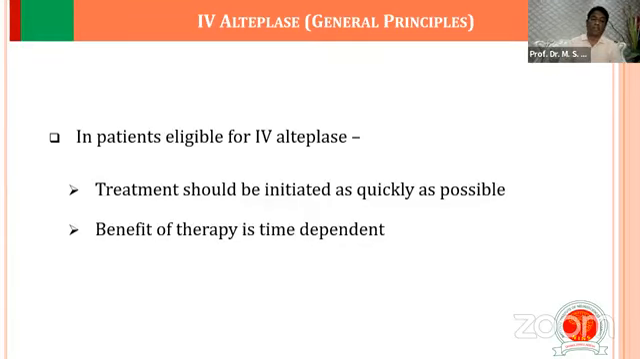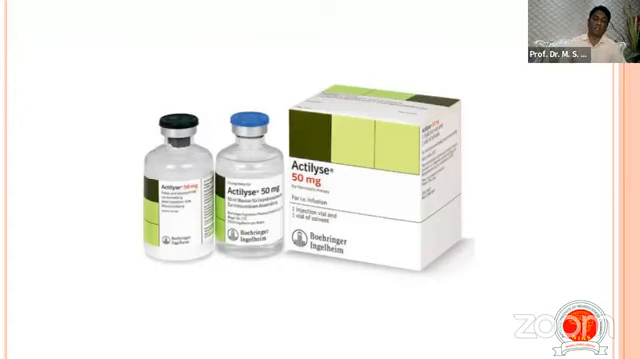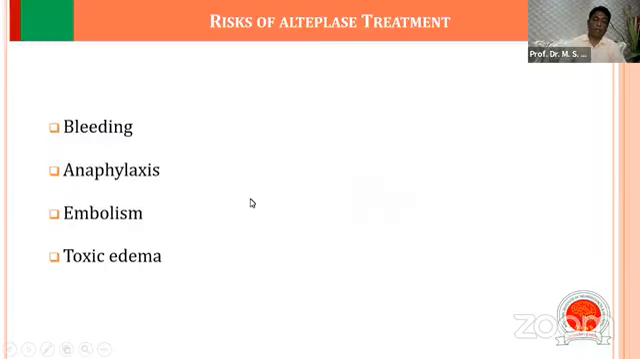IV thrombolysis is needed as quickly as possible for a hyperacute patient. The risks are bleeding, anaphylaxis, embolism, and orolingual angioedema. But in our hospital, we found only bleeding, some symptomatic bleeding and asymptomatic bleeding.